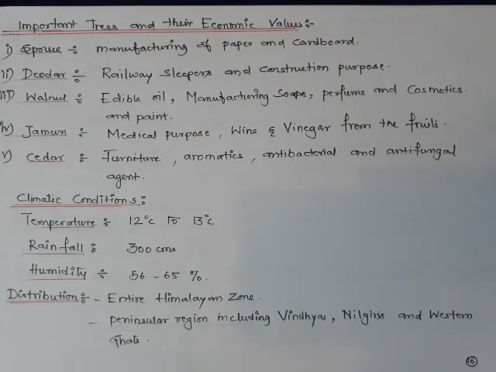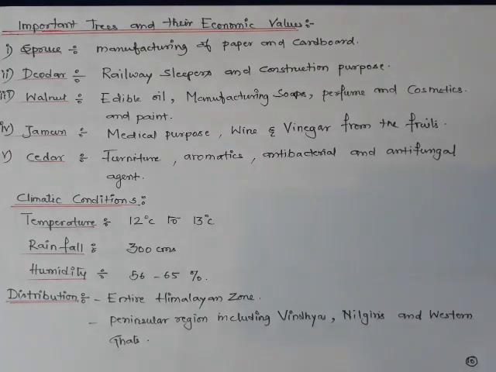Important trees and their economic values: you have spruce, which is used for manufacturing paper and cardboard. Deodar is used for manufacturing railway sleepers and for construction purposes. Walnut is used for making edible oil and for manufacturing soaps, perfumes, and cosmetics. Jamun, again, which has medicinal values, is used for manufacturing wine and vinegar from its fruits. Cedar is used for manufacturing furniture, aromatics, and antibacterial and antifungal agents.